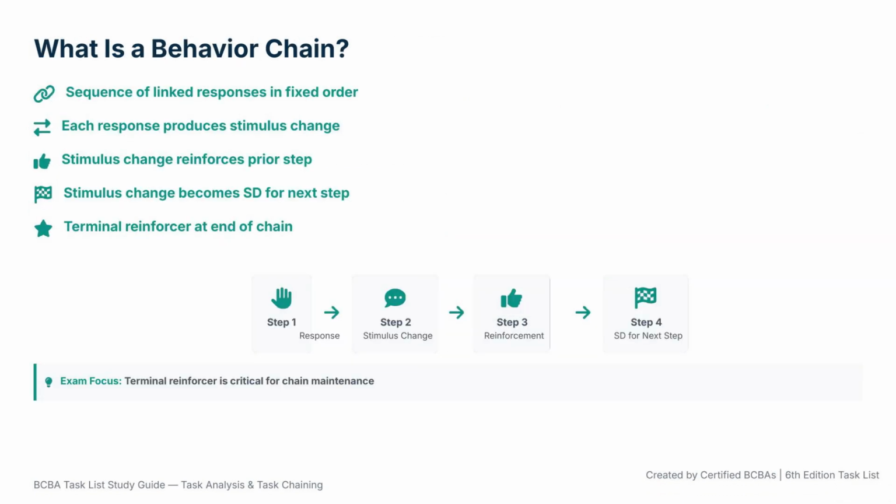A behavior chain is a sequence of linked responses performed in a fixed order. Each response produces a stimulus change that serves two functions. It reinforces the previous response, and it becomes the SD for the next response. At the end of the chain, a terminal reinforcer maintains the entire sequence. On the BCBA exam, identifying the terminal reinforcer is critical for understanding how the chain is maintained.